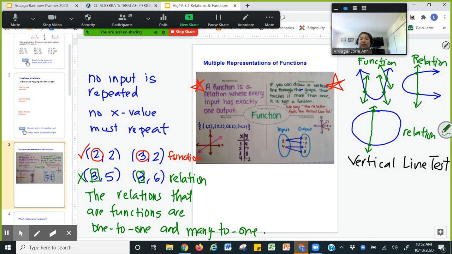Okie dokie. So on this slide, we talked about when does a relation become a function and how you can check ordered pairs like this and graphs like this, whether they are relations or functions, by looking at the input numbers repeating or not repeating, and whether the vertical line crosses the graph once only or twice or more.